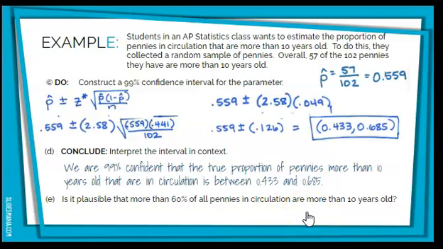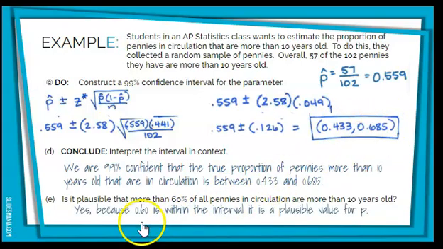Part E says, is it plausible that more than 60% in circulation are more than 10 years old? So you go back and you look at your interval. Is more than 60% in there? Well, yeah, 60% is definitely in there, and there's more than 60%. So it is possible. We don't know for sure, but it is within the range of possible values. So you say, yeah, because 0.60 is within the interval, it is a plausible value for p.